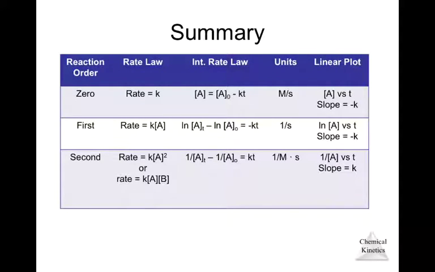So this is a nice little summary slide for you guys, just to put everything in one spot: the different types of reactions, different orders, their rate laws, and their integrated rate laws. These are available on your formula sheet from the AP board, by the way. There are your units, and then to get a linear plot, this is what you would have to do. A zero order would just be concentration versus time. The natural log of concentration versus time gives you a linear plot for first order, and 1 over the concentration gives you a linear plot for second order.